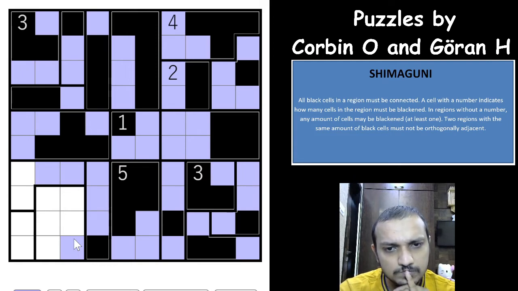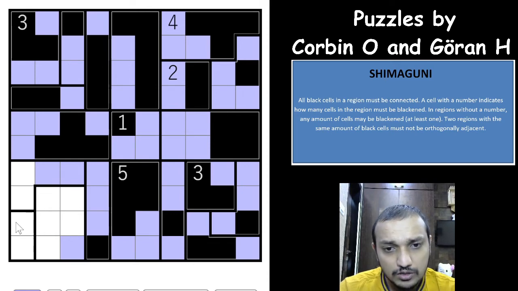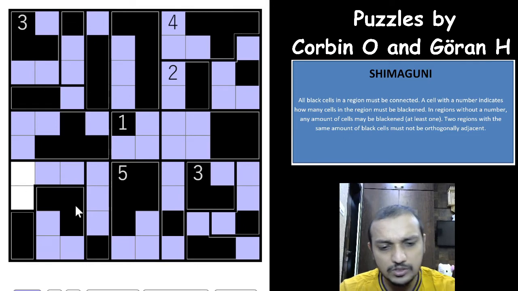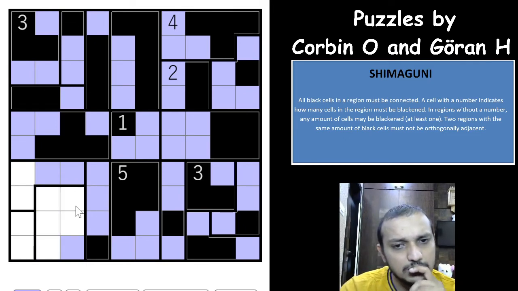Okay, so 1 cell would have to be shaded, 2 cells would have to be shaded, right? Okay, so if both of these are shaded, the minimum shaded cells in this region would have to be 3. Oh, that is possible. And this can be shaded. Let us see if there is any other way to see the logic.